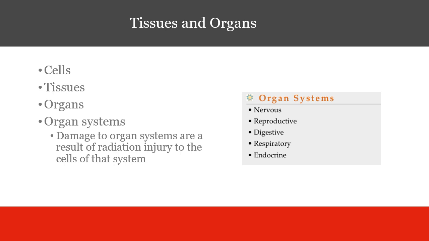So when you consider something like the nervous system or the reproductive system or endocrine system, respiratory, digestive, any of these systems, if there's damage to a certain system of the body, it can be a result of radiation injury to the cells of that system. For example, if you damage a nerve cell with radiation, you could therefore impact the nervous system.